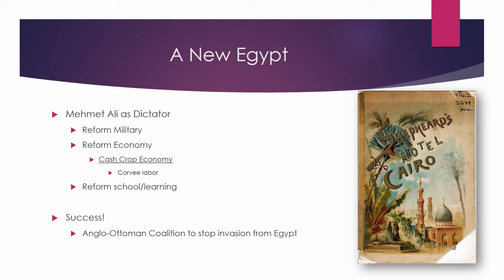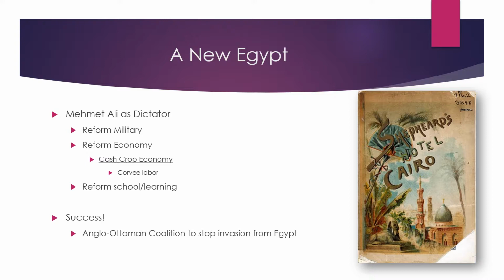Mehmed Ali installs himself basically as a dictator, and he goes about reforming the military from the ground up. Luckily, there are no Janissaries that he has to deal with, and in fact, when he sees the death of Selim III, he probably breathed a sigh of relief. He also begins to reform the economy. He encourages tourism to come to Egypt, but he also engages in a cash crop economy for fast cash.